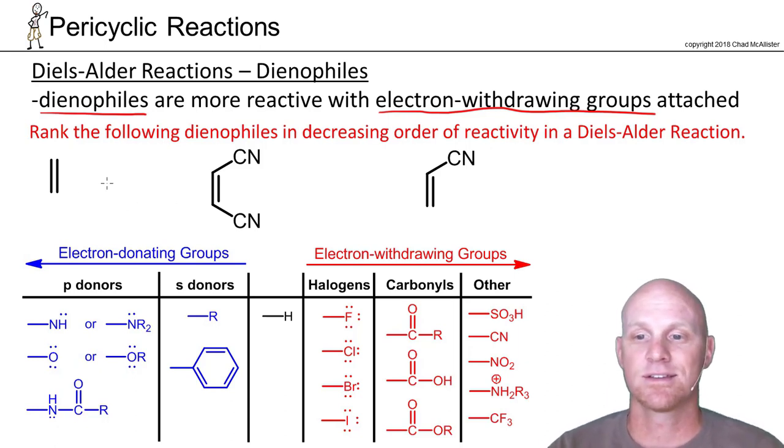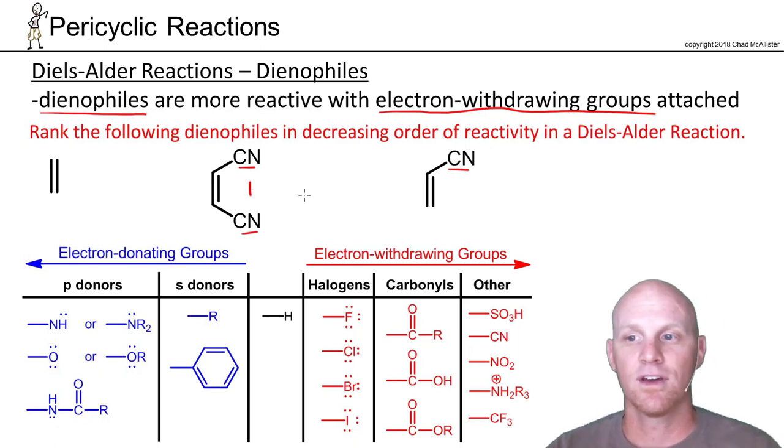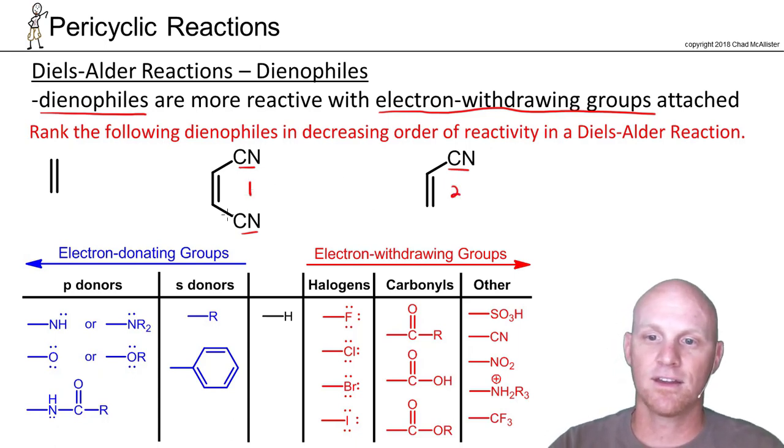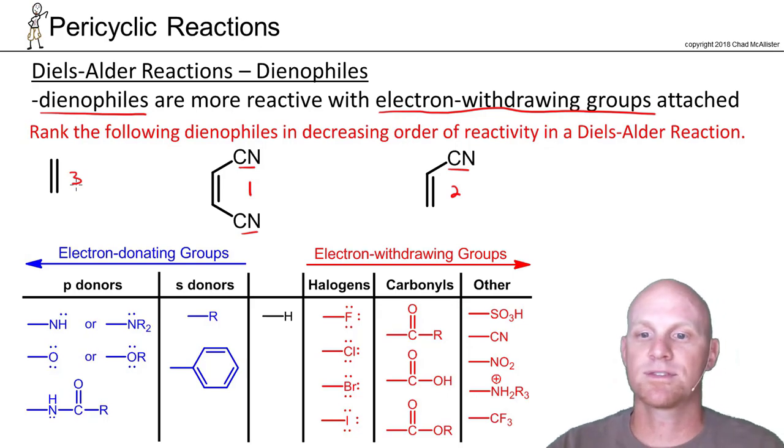And so in this case, if you look at the cyano groups, those are electron withdrawing groups. And so having the greatest number of electron withdrawing groups, this would be the fastest in a Diels-Alder reaction, and then second, and then with no withdrawing groups, that would be third.